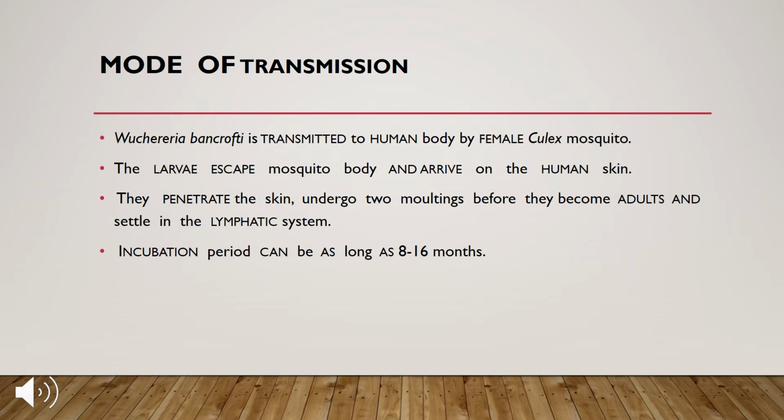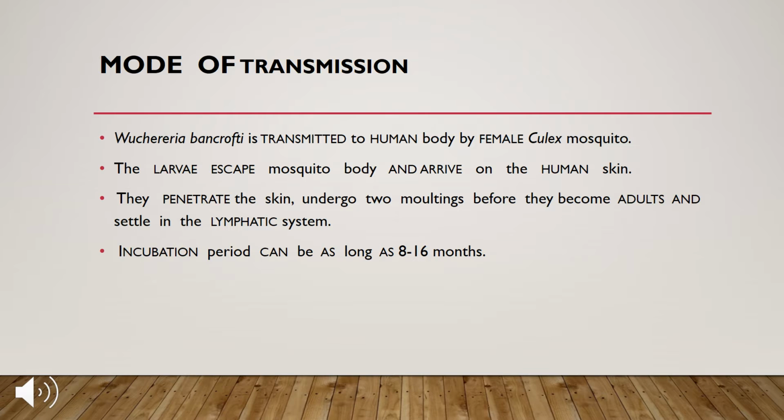Mode of transmission of filariasis. Wuchereria bancrofti is transmitted to the human body by the female Culex mosquito. Please remember the name, female Culex mosquito. So the larvae escape the mosquito and arrive on the human skin. They penetrate the skin, undergo two moltings before they become adults, and they settle in the lymphatic system. Incubation period can be as long as 8 to 16 months. So here the mosquito is playing the role of the vector. The parasite is Wuchereria bancrofti and it is transmitted to the human body by the mosquito.